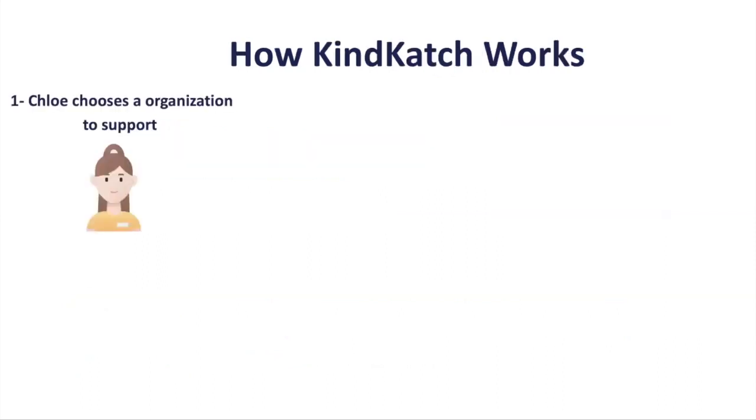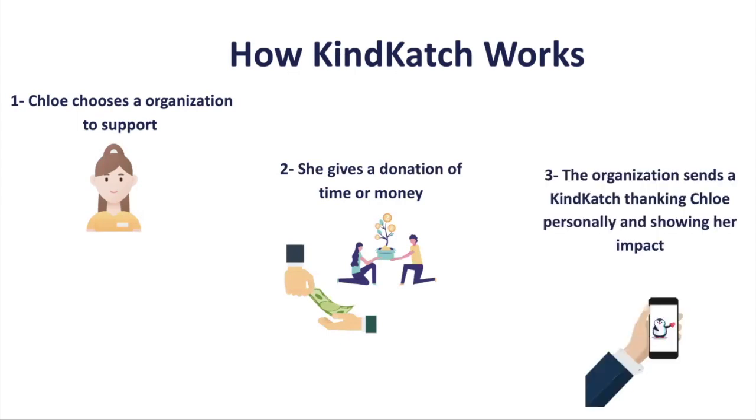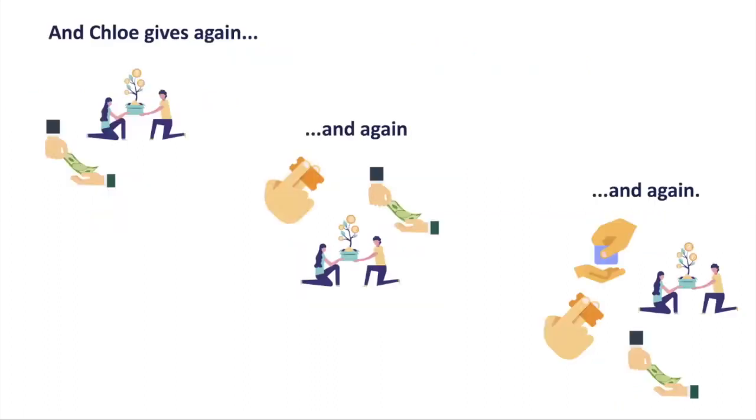And so here's how KindKatch works. Chloe chooses an organization to support. Again, hopefully it's yours. She gives that donation of time or money, and the organization is able to send Chloe a KindKatch, thanking her personally and showing her exactly what they did with her support. And Chloe gives again and again and again.